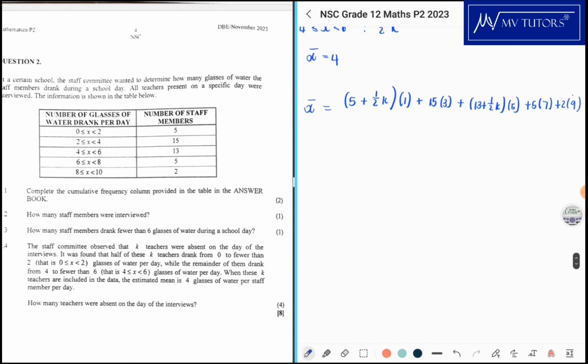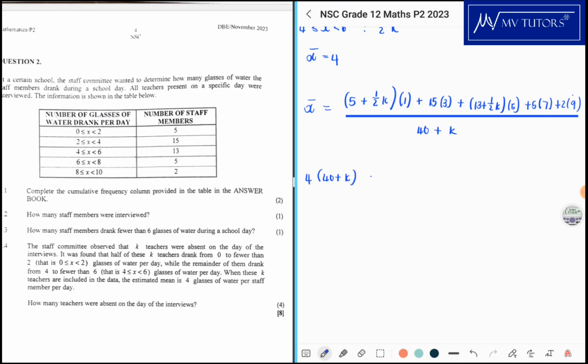All right, and then all of that is divided by the total. So now the total number of staff members, remember, that is 40 plus the K teachers that were absent during that day. Okay, so that's very important to remember. Now they've given us the mean, which is 4, and I'm going to multiply it already with the denominator so that I just don't have to deal with fractions anymore.